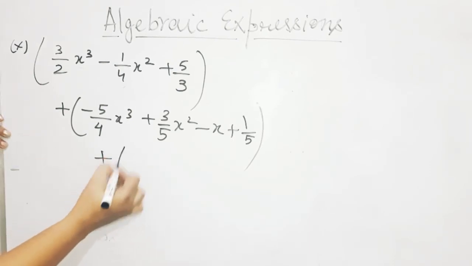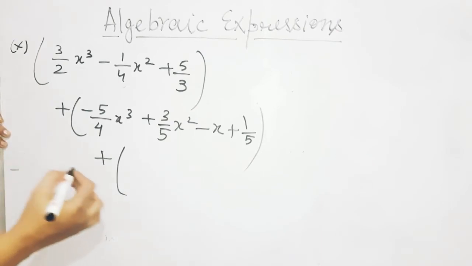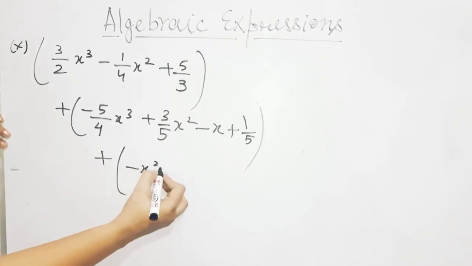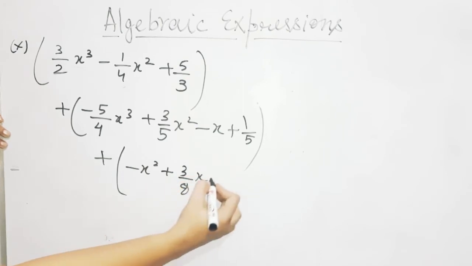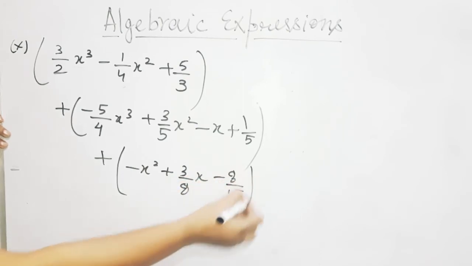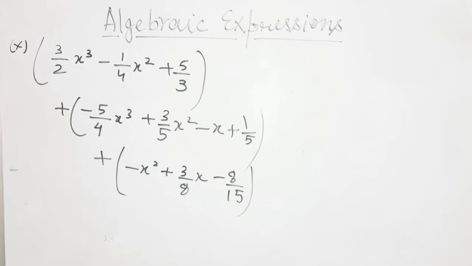Now writing the third algebraic expression for you. It is minus x square plus 3 upon 8x minus 8 upon 15. Now please reply to me in the comment section how many algebraic terms are there in this algebraic expression. Very good students. In total there are 3 terms in this expression.